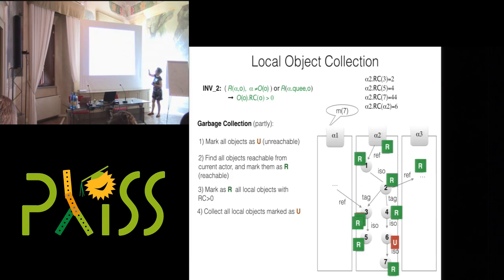So the reference count makes the part where we mark as reachable all local objects with a reference count greater than 0 means whatever other actors are interested in, I'm going to protect. Whereas phase 2 says whatever I can reach, I'm going to protect. By the time we reach 4, we know that those that are marked as R have got a reference count 0 if they are local, and they are not reachable from the current actor. So for instance, 1 and 2 don't have reference counts. No other actor is interested in them, but alpha 2 is interested in them, so it's not going to remove them. And they have been protected in phase 2.